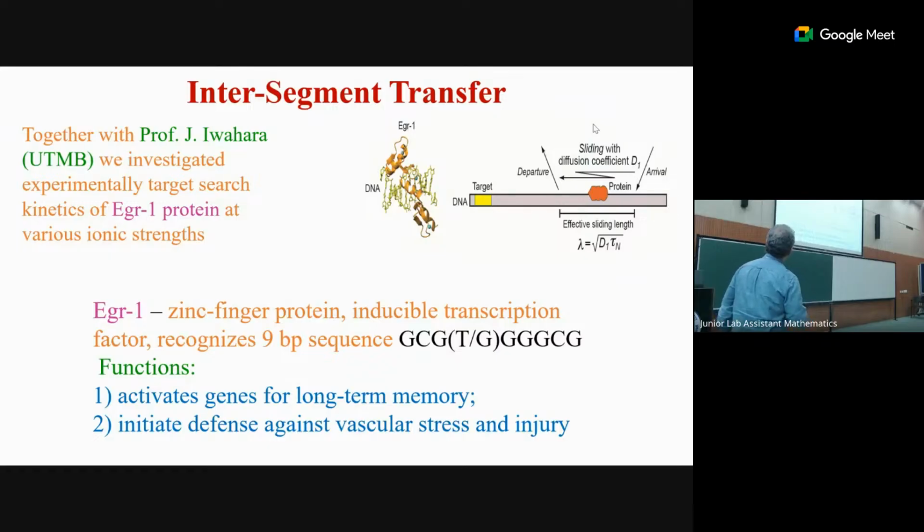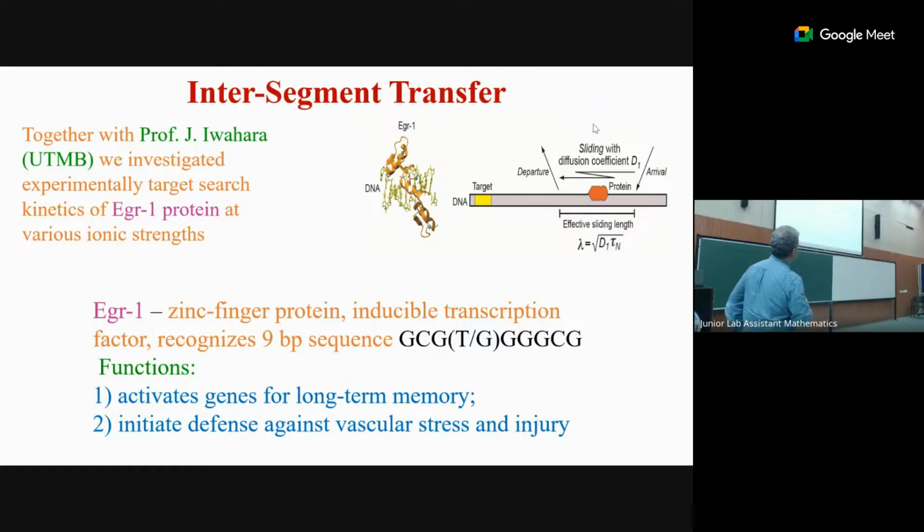For the system where we looked at the protein called EGR1. EGR1 is a so-called zinc finger protein, and this is the sequence of the target it likes to bind. This protein has two interesting functions. First, it activates long-term memory. And second, it is an important protein against stroke. So if you don't want to have a stroke, train your long-term memory, okay? That's the best way to do it, because the same protein is responsible for long-term memory as well as defense against stroke. Anyway, that's not important for what we did.